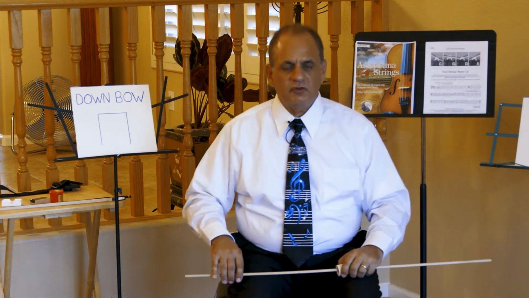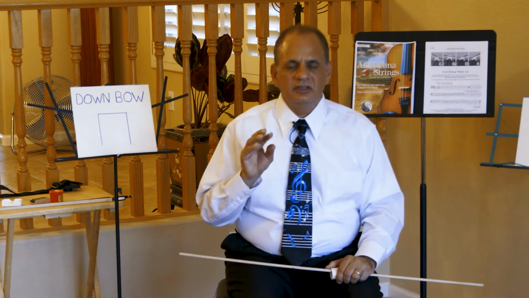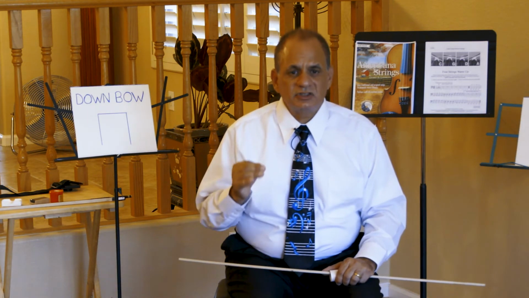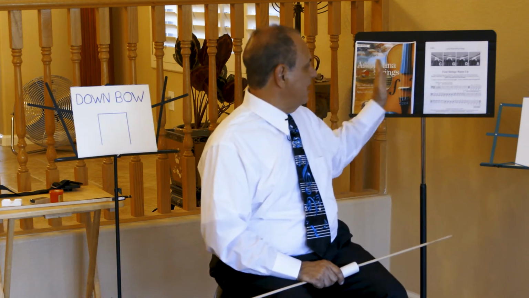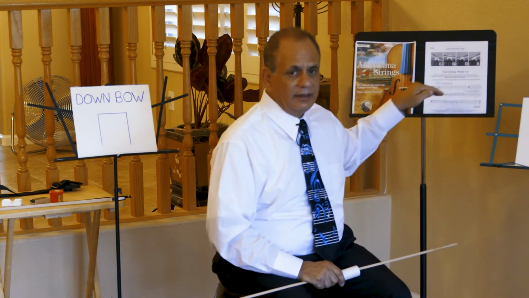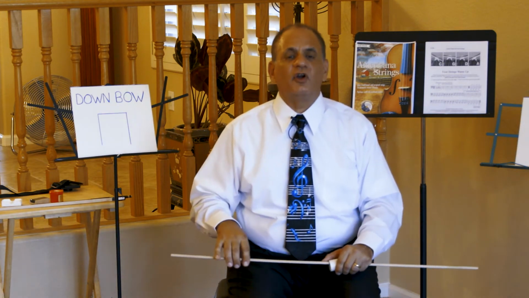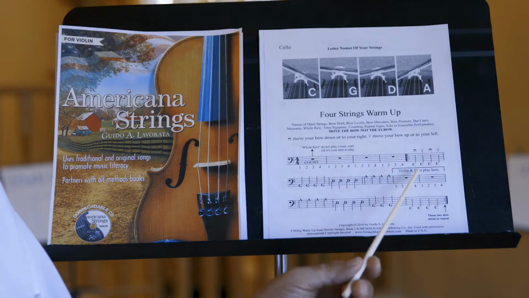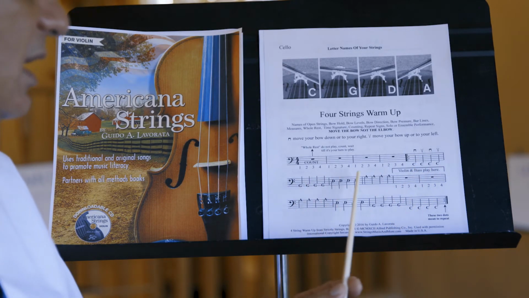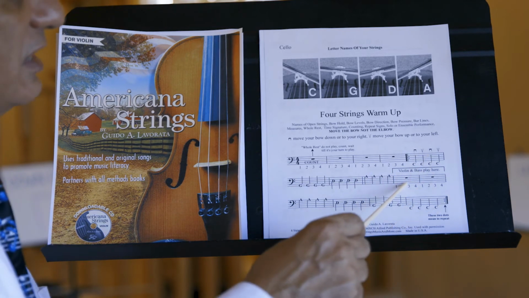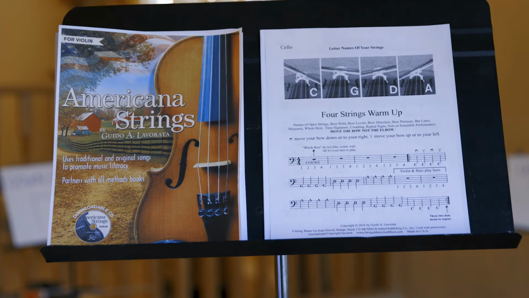So the first step in developing good reading skills is that we're going to move our eyes left to right on each line, and we're going to say the bow directions for each note. Down, up, down, up, down, up, down, up. When you come here, these upside down dashes, that means you're going to stop your bow.